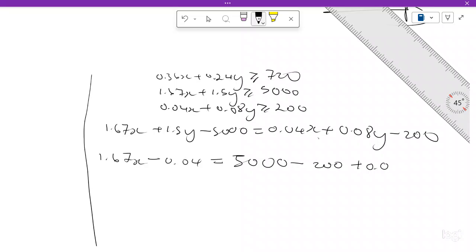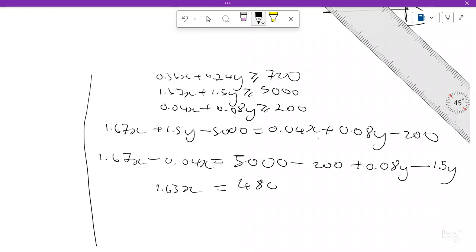0.36x plus 0.24y minus 720 equals 0.04x plus 0.08y minus 200. Then obviously solve for x.